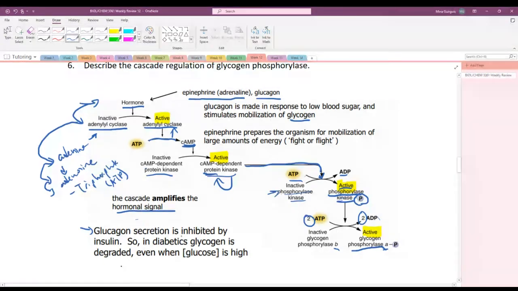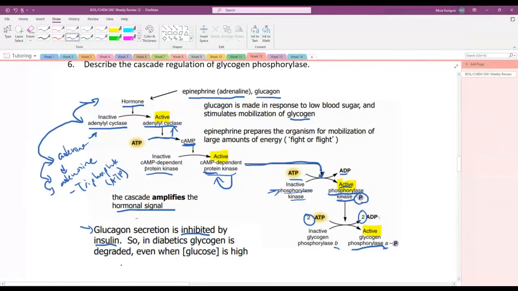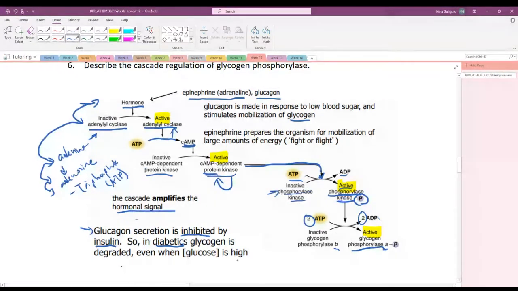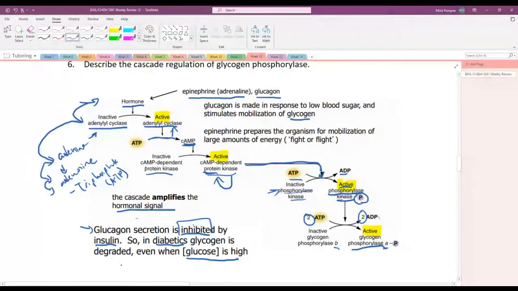So glucagon secretion is inhibited by insulin, which makes sense because the two are opposite. This is really interesting. In diabetics who either can't produce insulin or whose body doesn't react to insulin, glycogen will still be degraded even when glucose is high, because this inhibition isn't happening. Therefore, we're never being told to stop. Glucagon keeps being secreted, and since glucagon keeps being secreted, glycogen keeps getting degraded. Since we're not told to stop, we keep doing it, right?